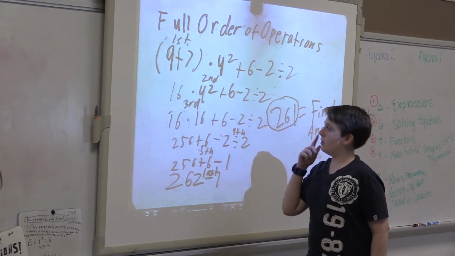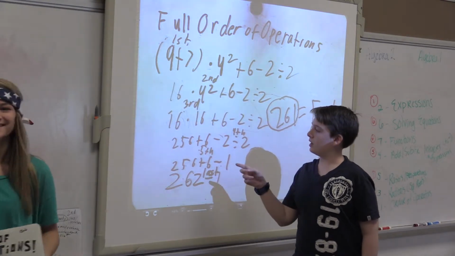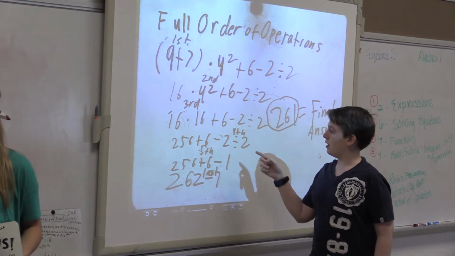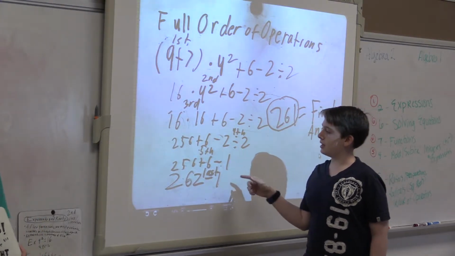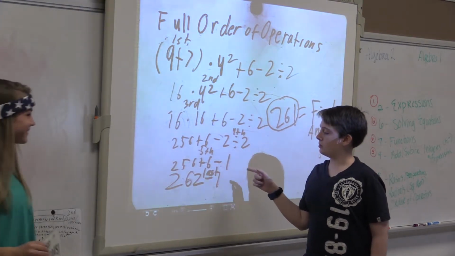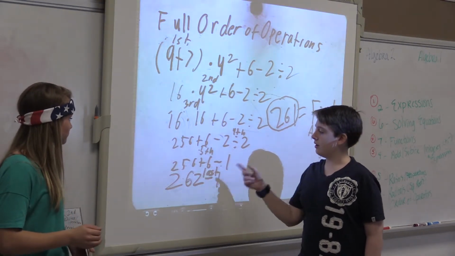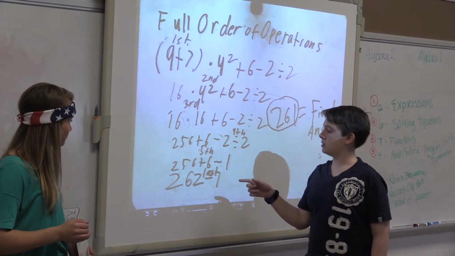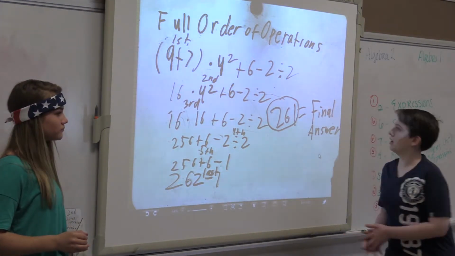And next you do the multiplication and division from left to right. So it's 16 times 16, and you'd get 256. And then you'd have 12 divided by 2 would equal 6. And the last thing you do are the adding and subtracting from left to right. So it's 256 plus 6, you get 262. And the last step is 262 minus 1. And then you would get 261 as your final answer.